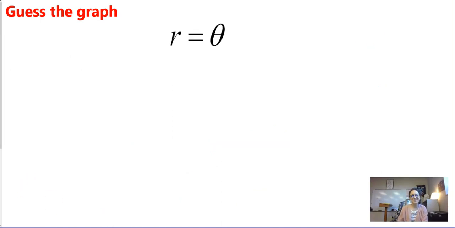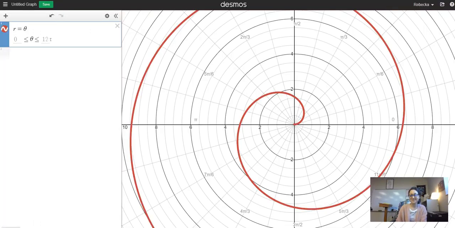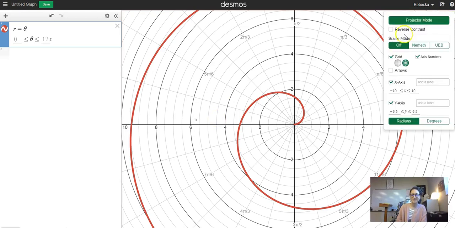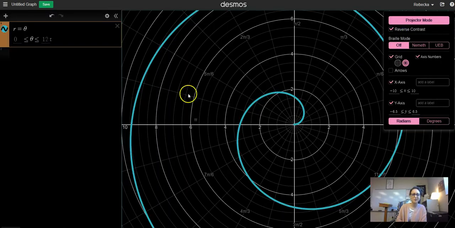All right, so now just for fun, can you try to picture what the graph of this equation would look like, r equals theta? Any idea? So here's r equals theta. As r increases, so does your angle, so does theta, right? So you get a spiral, and this is a fun one, right? Such a simple equation gives a pretty cool graph. You can really play around with Desmos here. These are fun to do in contrast mode.